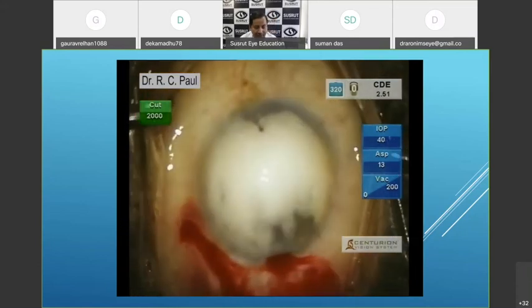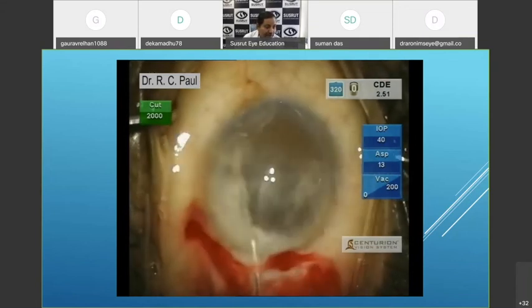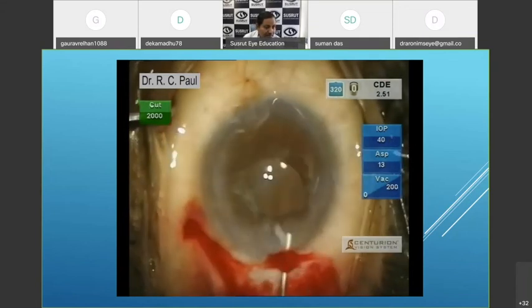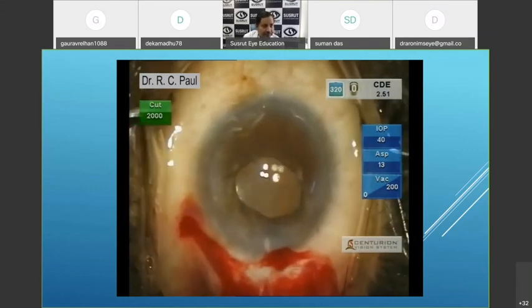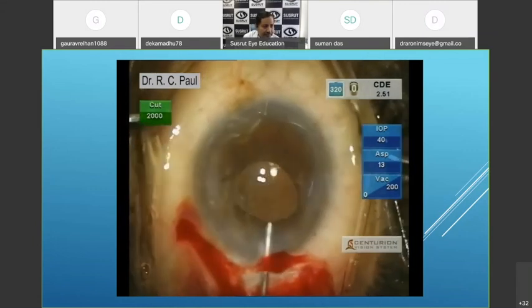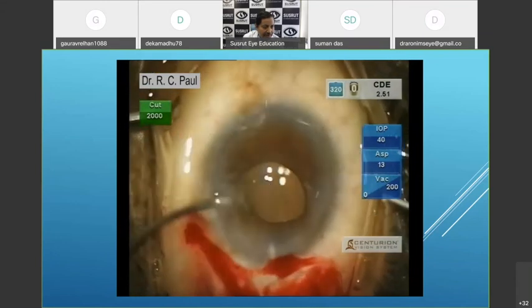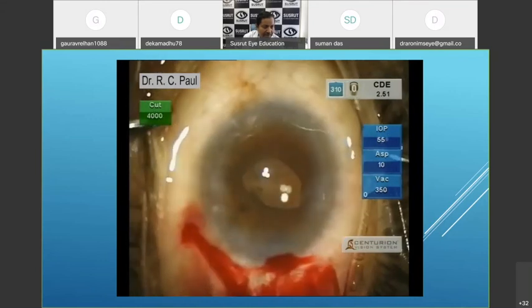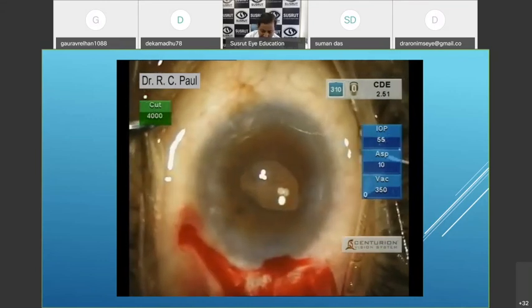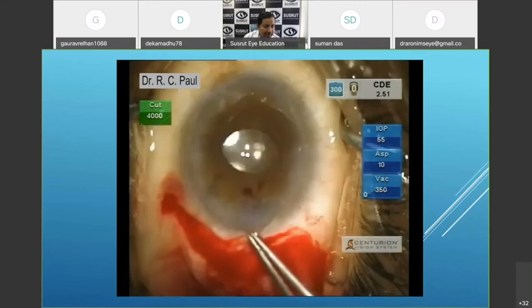So putting triamcinolone, check. And then we'll be doing the vitrectomy, suturing, and complete. It's not a very complicated process. It's easy, and the result is also very rewarding.